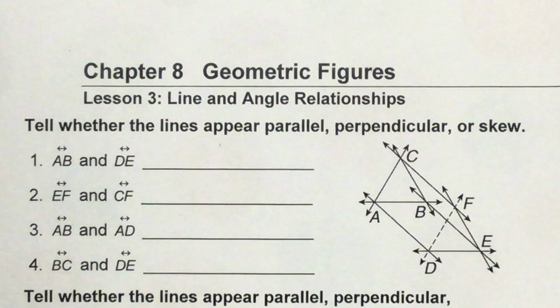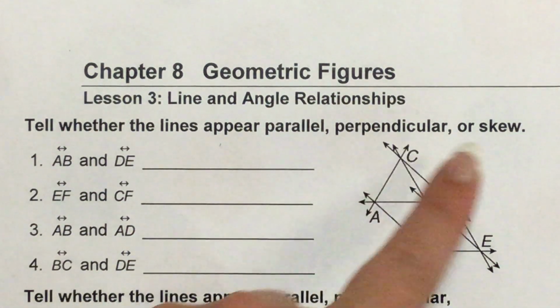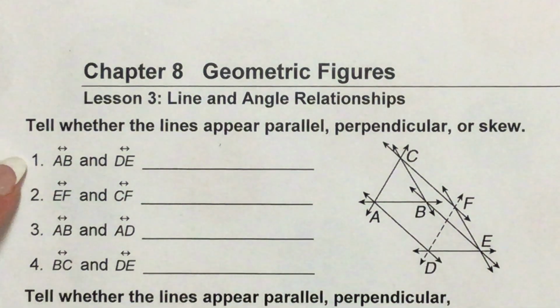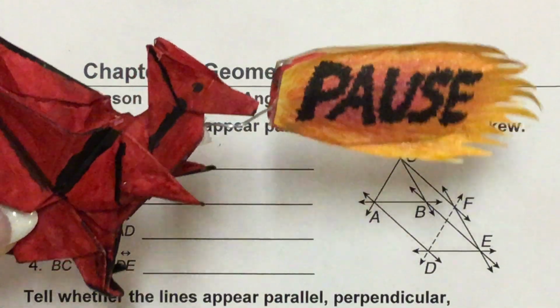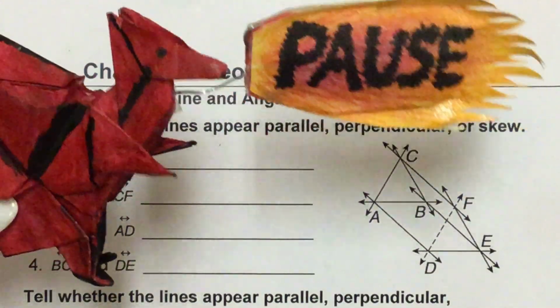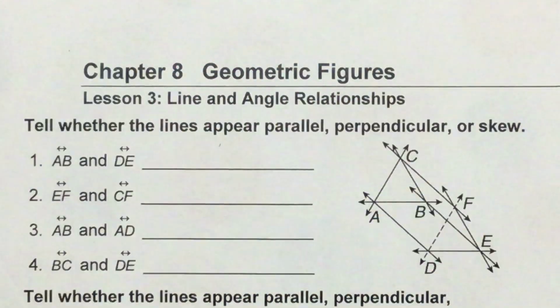So to get started, we're going to tell whether the lines appear to be parallel, perpendicular, or skew. I want you to do 1, 2, 3, 4 on your own. So go ahead and press pause. When you get done with 1, 2, 3, and 4, press play, and we'll go over the answers. All right, see you in a bit.